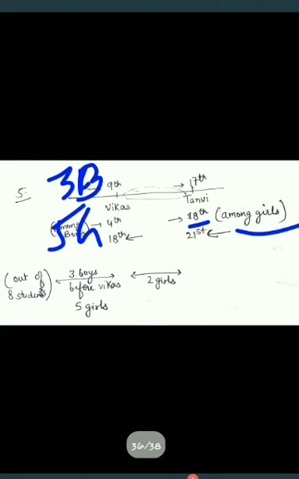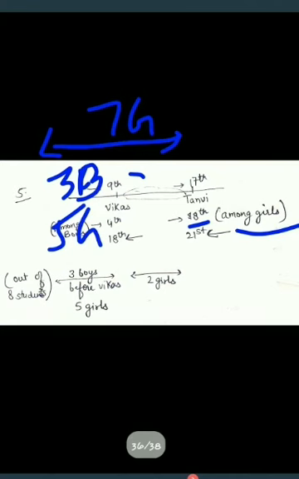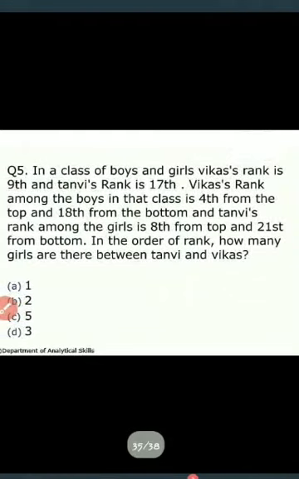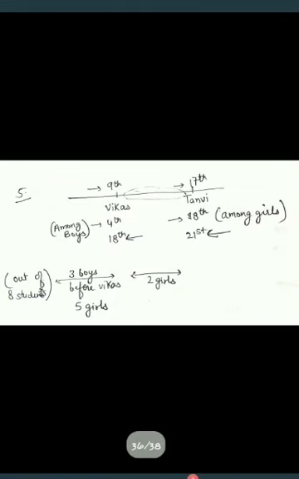And here we know the rank of Tanvi is 8th among girls from the starting. It means before Tanvi, how many girls are there? 7 girls. So in total we have 7 girls, out of which 5 girls are ranked before Vikas. It means in between Vikas and Tanvi, how many girls will be there? Yes, two girls. Now, what do you have to find? How many girls are there between Tanvi and Vikas? Yes, two. Clear?